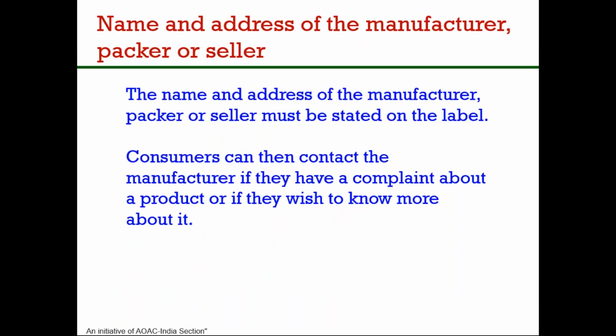The name and the address of the manufacturer, packer or seller must be there on the label. The reason for having this regulation is that if there is any problem, the consumer can contact the manufacturer or the packer and inform them about the labeling non-compliances.